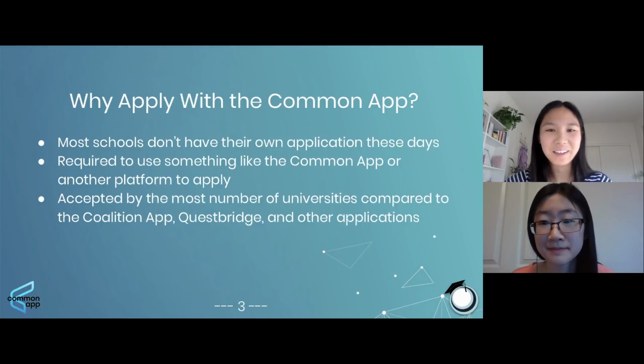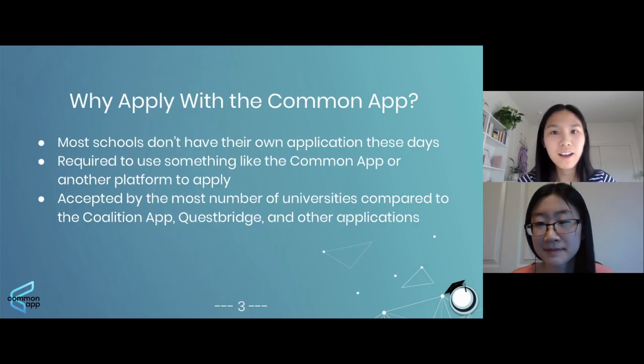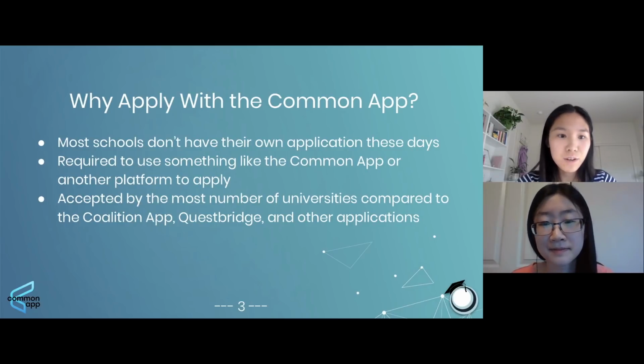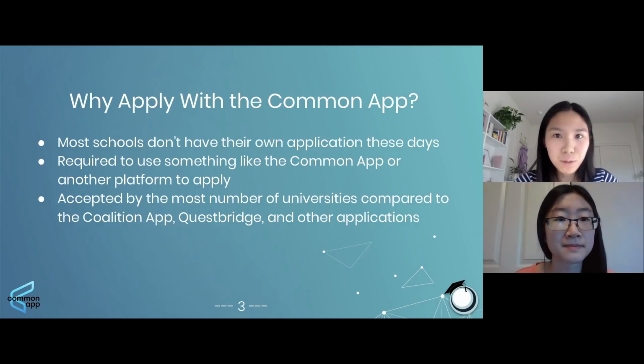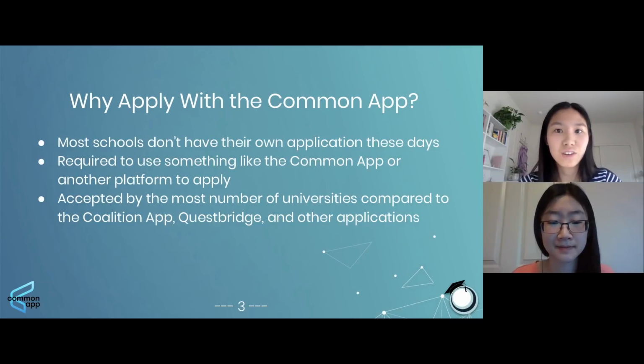All of you are probably here wondering why you should apply with the Common App. The simple answer is that most schools don't have their own application these days, and so they require you to apply through a portal like the Common Application, the Coalition application, or say the UCs, which require you to apply through the UC applications. The Common App is just the most popular portal for almost every single school out there, and it hosts the most colleges. Compared to Coalition, QuestBridge, and other applications, you'll probably have the most luck just using the Common App, and you just have to do it once, and you can apply to like 20 schools or however many schools you want to apply to.